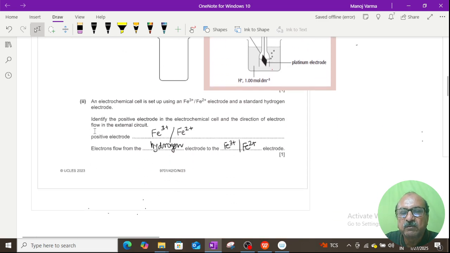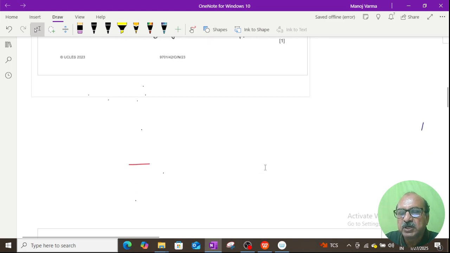So this is a straightforward question. This is the positive electrode. So electrons will definitely flow from the hydrogen electrode to the Fe3+/Fe2+ electrode. So this is a simple question which you would have understood.